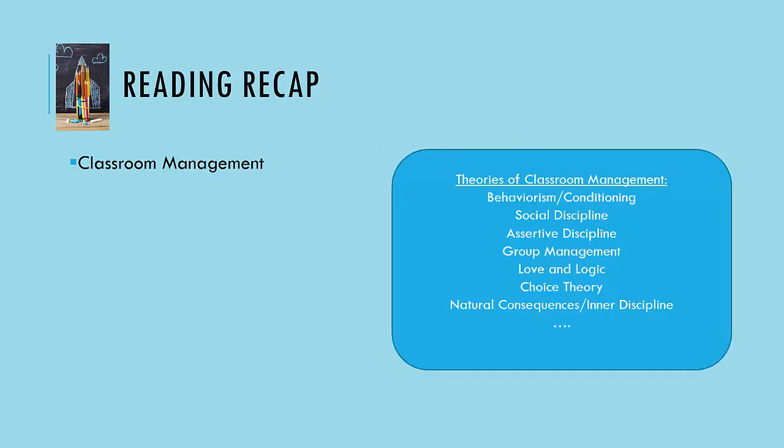Again, this chapter was about building community, usually through the context and the idea of classroom management. There are many theories of classroom management, such as the ones I posted on the screen. Some of them are related to ideas that you've already seen in this course, such as the idea of behaviorism, or how we condition students either classically or operantly. We also see ideas of social discipline, assertive discipline, group management, love and logic, choice theory, natural consequences, interdiscipline.